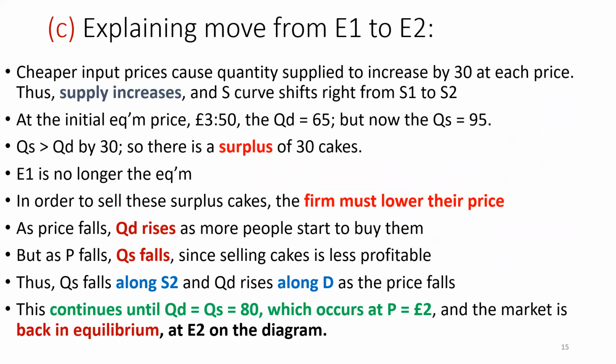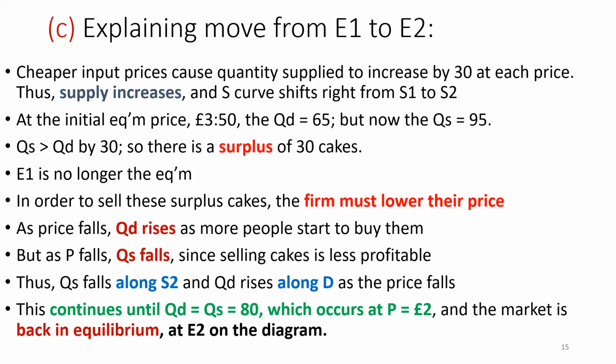So just to summarise the move: cheaper inputs caused the quantity supplied to increase by 30 at every price, so the supply curve shifted to the right from S1 to S2. What was an equilibrium at £3.50 is now a surplus of 30. To try and get rid of the surplus cakes, sellers have to lower their price. As prices drop, quantity demanded rises and quantity supplied falls, and that continues until the price drops to £2.